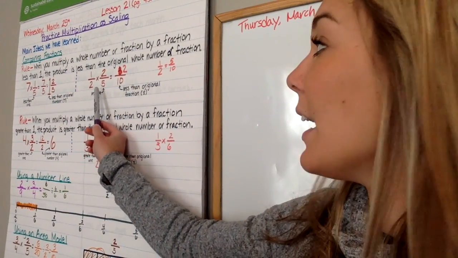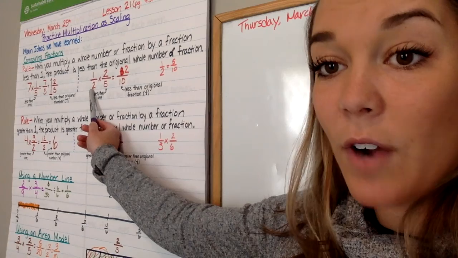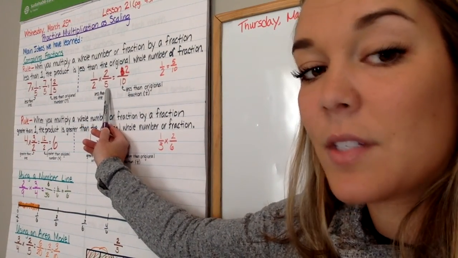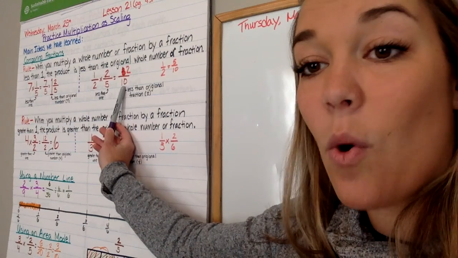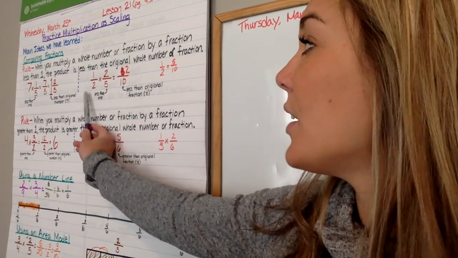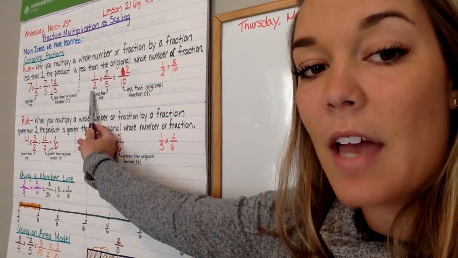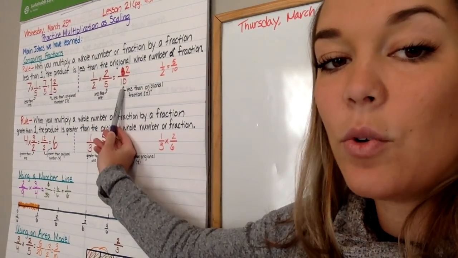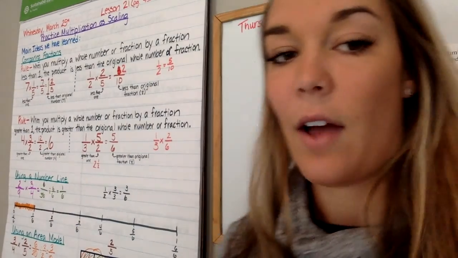When you're multiplying a number or a fraction by a fraction less than 1, like 2/5, your answer or product is going to be less than your original value, okay? So when I did 1/2 times 2/5, it equals 2/10. 2/10 is less than 1/2.